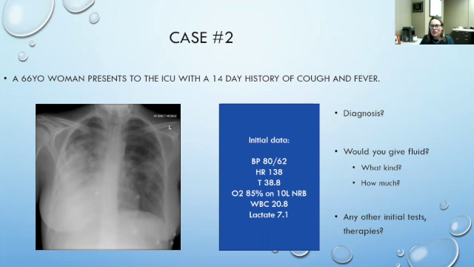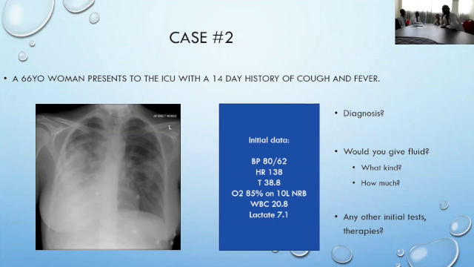So this next one is more of an ICU case. This is a 66-year-old woman that presents to the ICU with a 14-day history of cough and fever. You have her chest x-ray and some initial data. Same thing, talk amongst yourselves. What do you think her diagnosis is? Would you give her fluid? And any other initial tests or therapies that you would want to do for her?